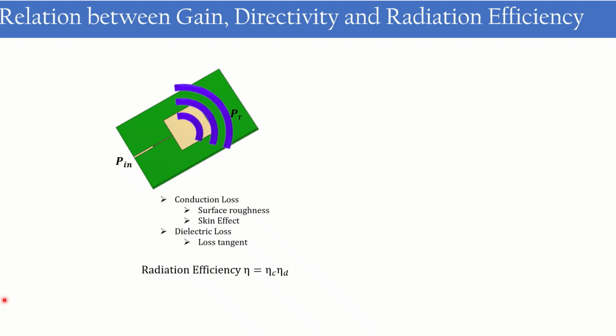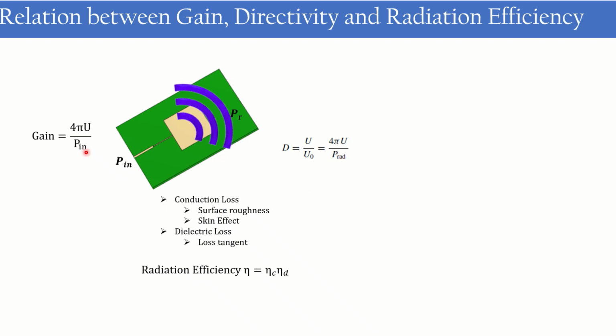So let's see what is meant by gain and directivity. In case of the gain of the antenna, it is defined as the ratio of the intensity U in a given direction to the radiation intensity that would be obtained if the power accepted by the antenna, that is P in, were radiated isotropically. So this is the definition for the gain of the antenna. And in case of the directivity of the antenna, it is defined as the ratio of the radiation intensity in a particular direction to the radiation intensity all over the direction. So this is the relation for the directivity.